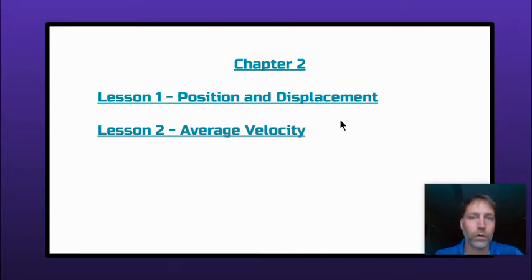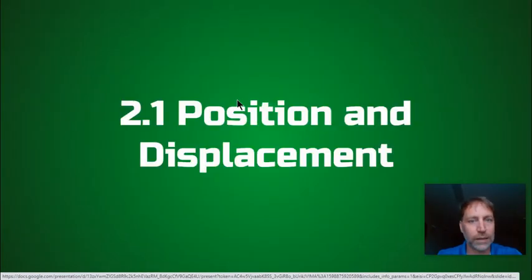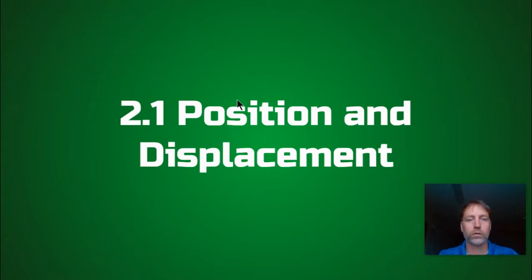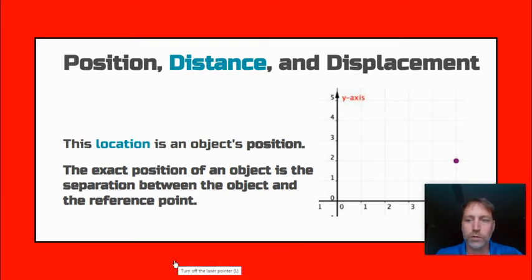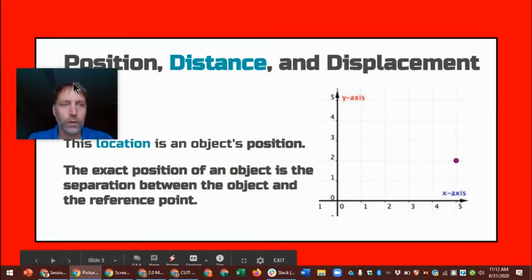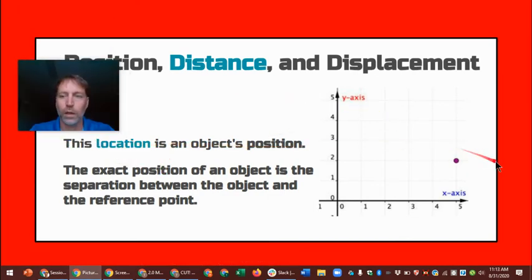We will start chapter 2 today, and we'll do a short lesson on position and displacement and how they're different and how they're actually related as well. So this is section 2.1. What we'll see is that position relates to an object's location. When you think of position, think of where an object is located.